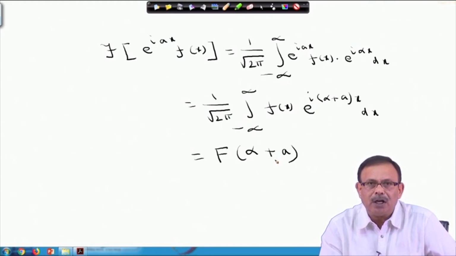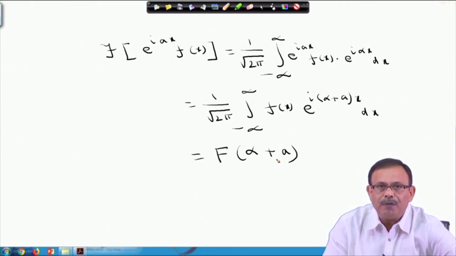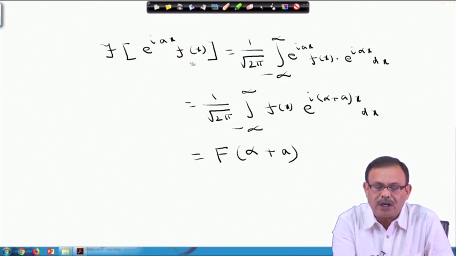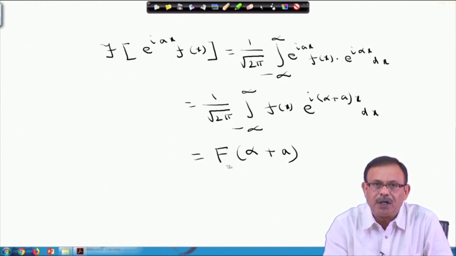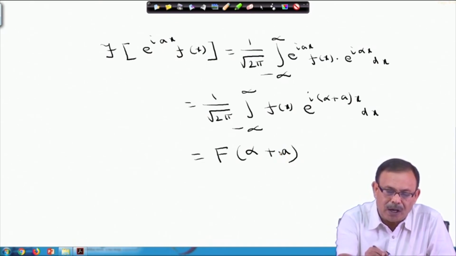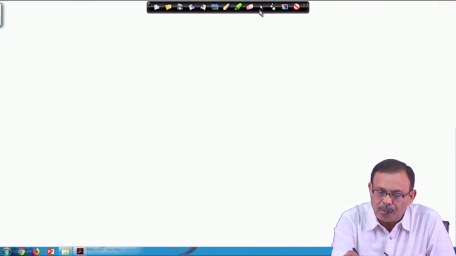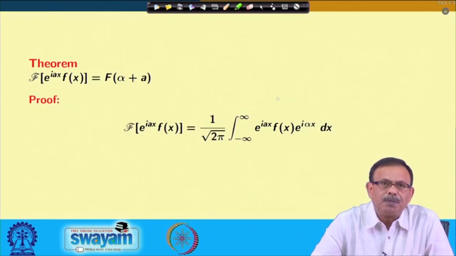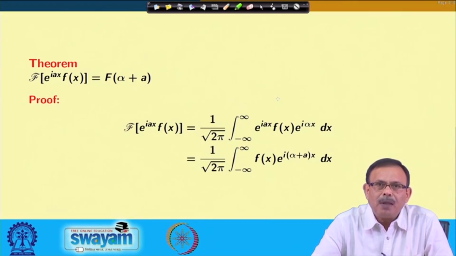That the Fourier transform of e^(iax) f(x) equals the Fourier transform of f at α plus a. Again, let us see quickly here. The Fourier transform of e^(iax) f(x), you are writing like this, and from here I am just combining the e power terms, which is nothing but the Fourier transform of f at α plus a.